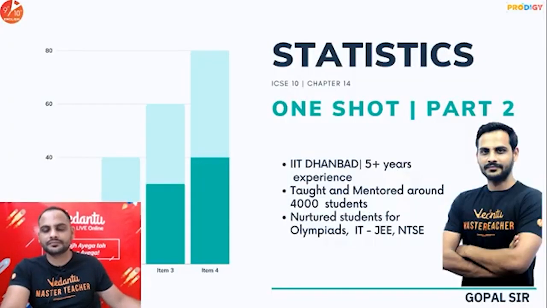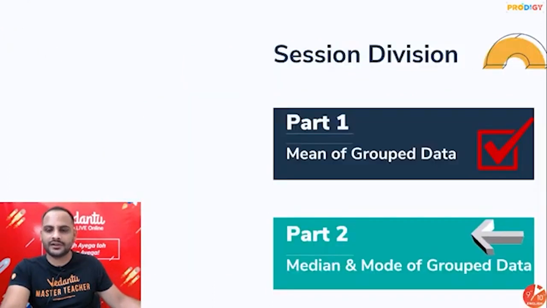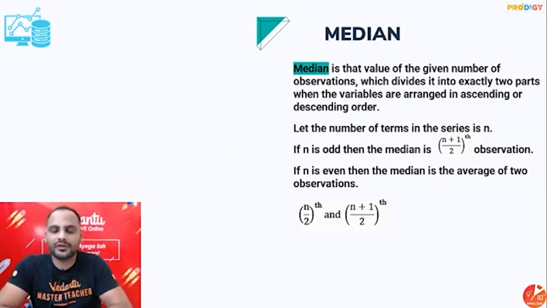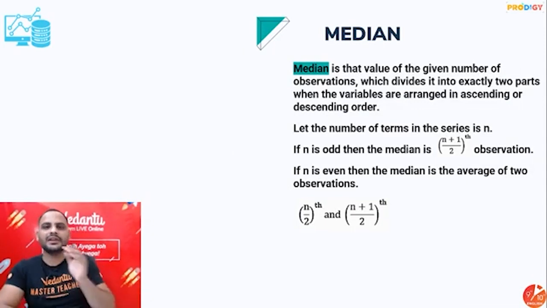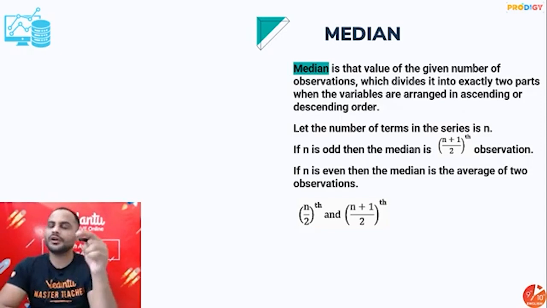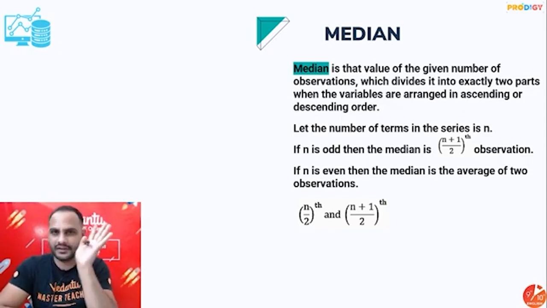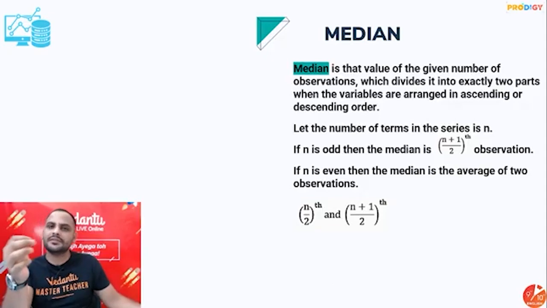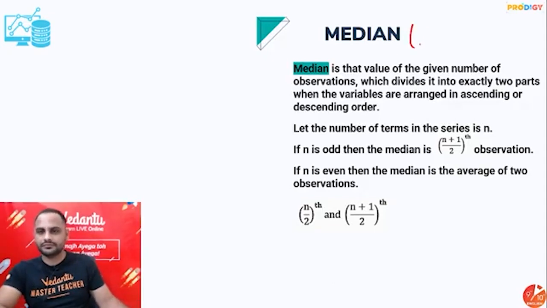Alright, bachcho, ठीक है. So let us start our topic for today, statistics, and we'll be talking about median and mode of the grouped data. So median, beta, what is the meaning of median? Mean is average, right? Average what we can find. Median is the middle value. To understand the meaning, just understand median is the middle value.